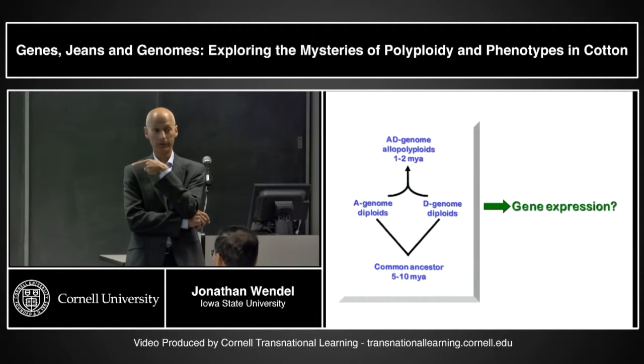Anyway, we decided to ask what happens to the duplicate copies of the genes. How are they used in an allopolyploid nucleus? Is it 50-50? Is it 50-50 in all cells? Is there cell level, organ level, tissue level partitioning? What goes on? We had no clue.